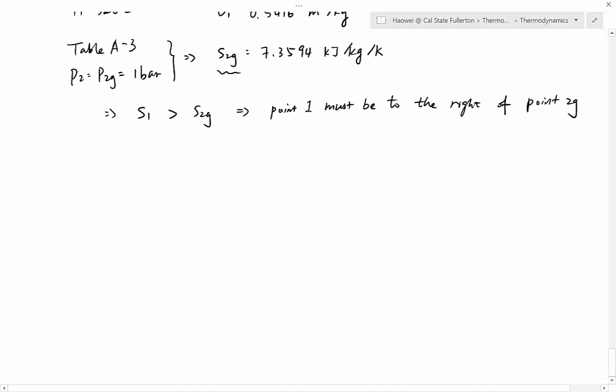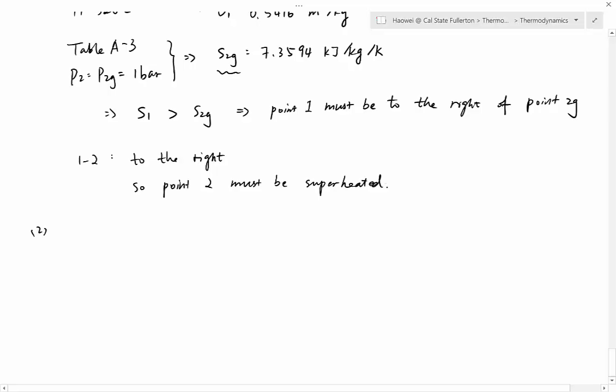Okay, 1 to 2 goes to the right, because it's reality. So point 2 must be superheated. Okay, so that's part 1, the diagram.